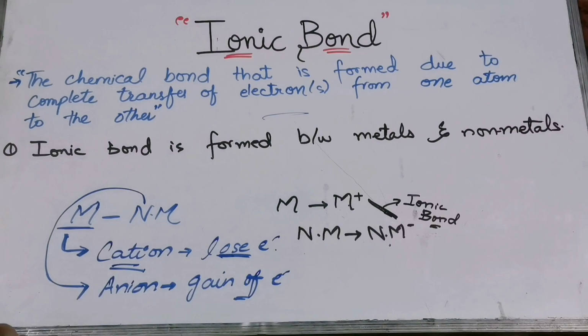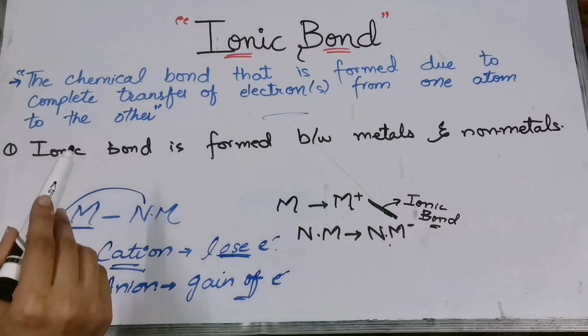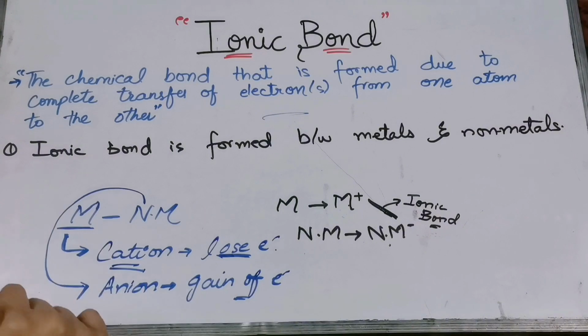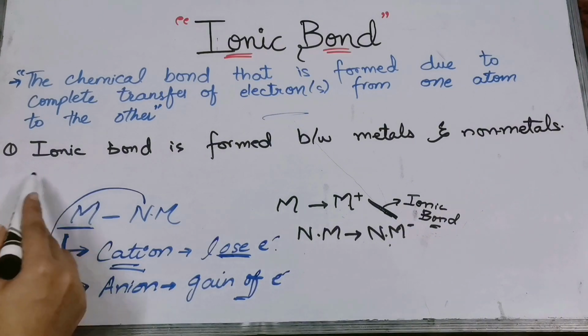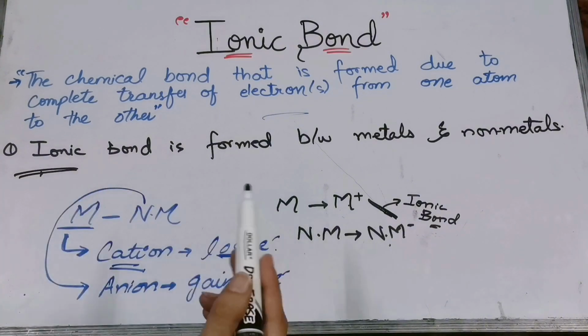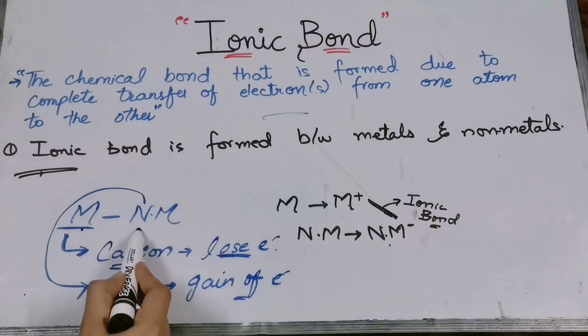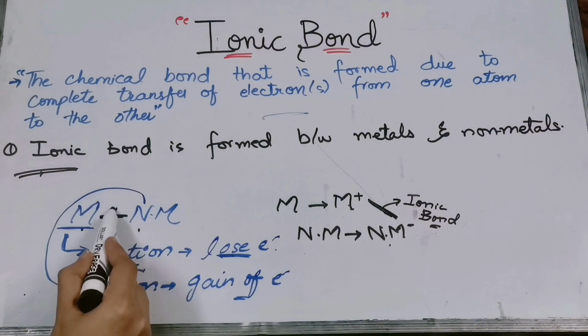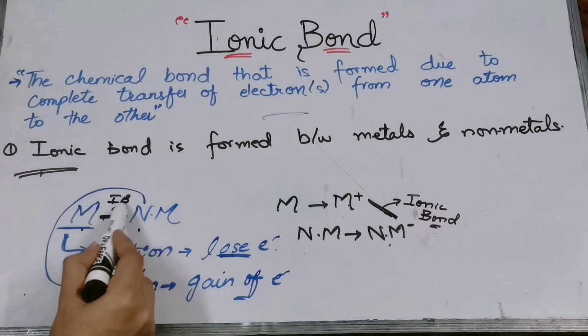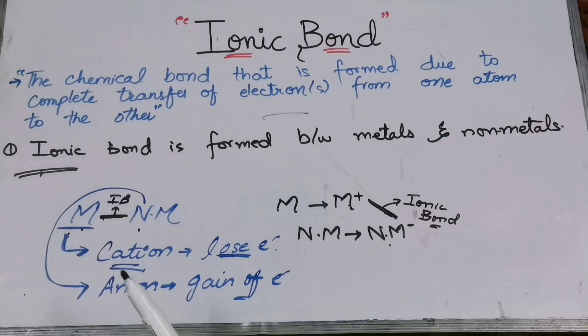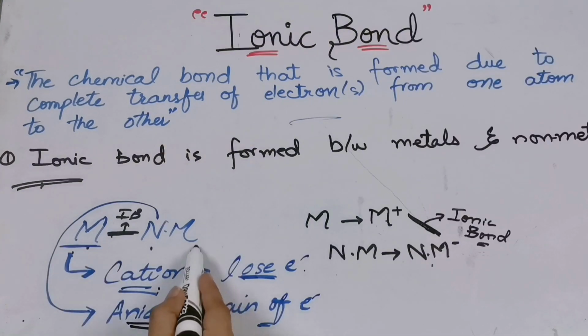Now let me recall again these points. I will recall the definition at the end after explaining the examples. The first point is that ionic bond is formed between metal and non-metal. One will be the metal and the other will be non-metal, and the bond formed between them will be ionic bond. Metal will always lose electron. Cation contains positive charge. Anion is negatively charged.